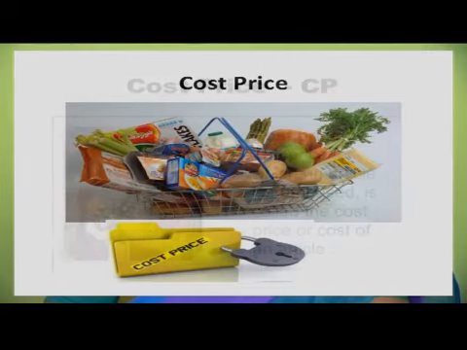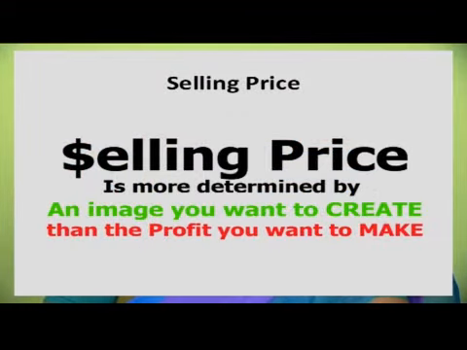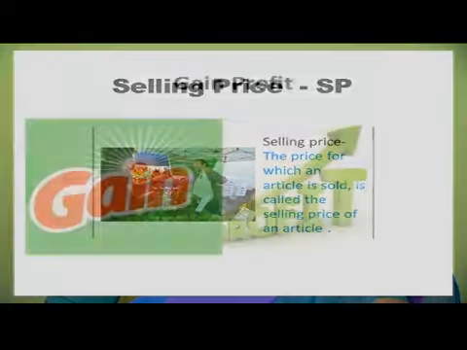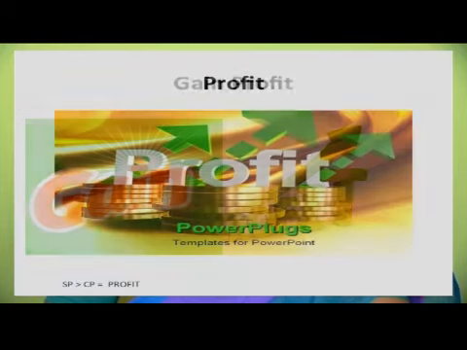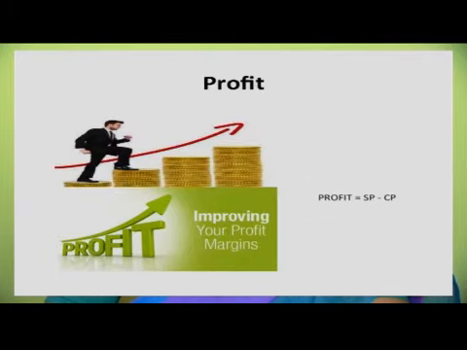Cost price: the price at which an article is purchased is called its cost price, which is known as CP. Selling price: the price at which an article is sold is called its selling price, that is SP. Profit or gain: when SP is more than CP, then there is a profit, and we can calculate profit, which is equal to SP minus CP.